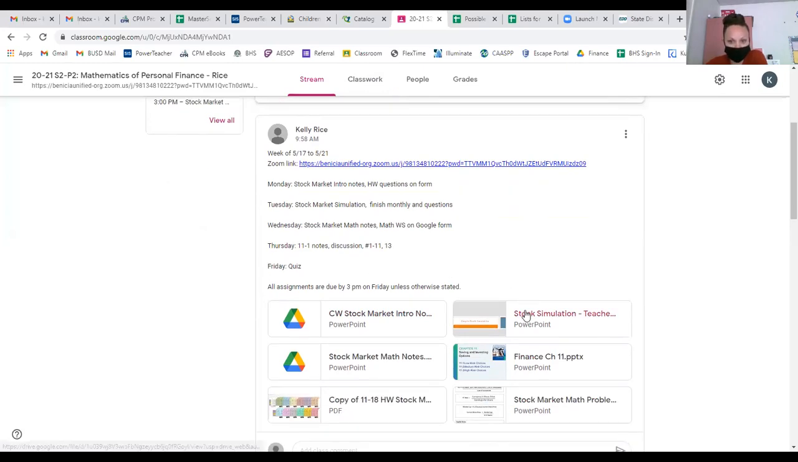which is this one. Then you will do your own thing, the student example of it. And then more stock market on Wednesday, with the math for the math part of it. And then we'll start chapter 11 on Thursday. Friday is your quiz. It will not have chapter 11 on it. It's the stock market stuff.